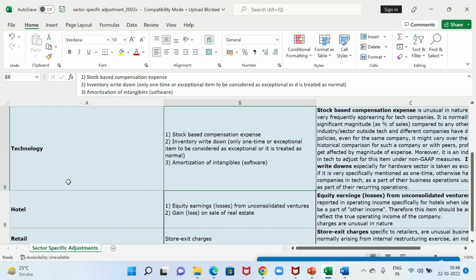Technology: SBC, stock based compensation, which is non-cash in nature. These IT companies generally tend to reward their employees in the form of options. These are non-cash in nature, hence we need to add it back.